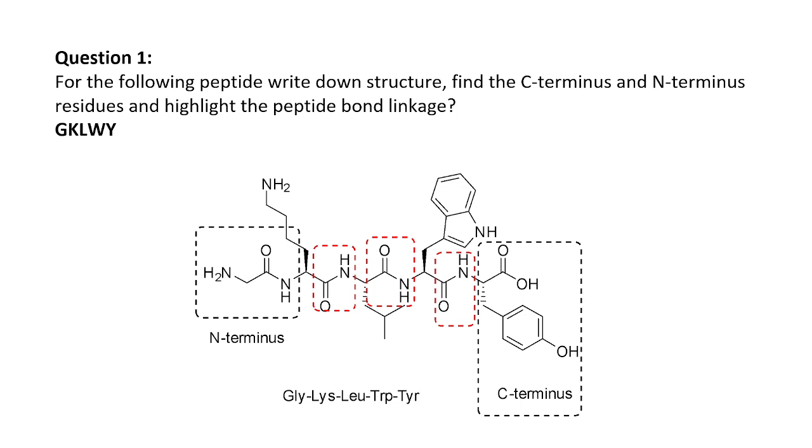The structure I have already written. G corresponds to glycine, K for lysine, L for leucine, W for tryptophan, Y for tyrosine. So the N terminus is glycine, C terminus is tyrosine. There are three peptide bonds. One is this, another is this, and third is this. So all the peptide bond linkages are highlighted. Is there any doubt?